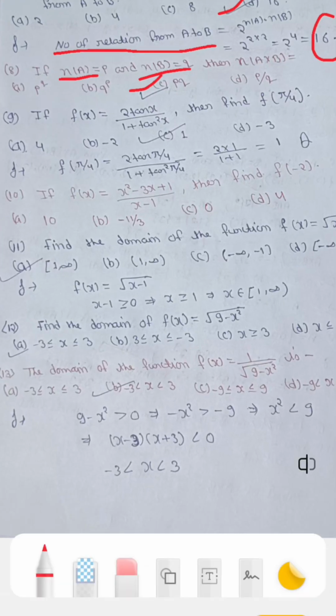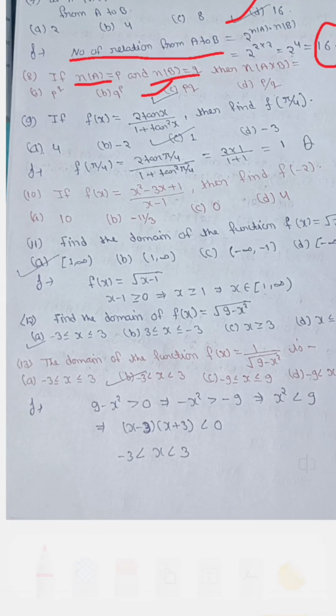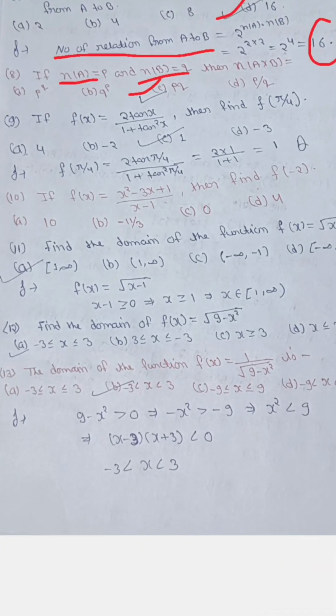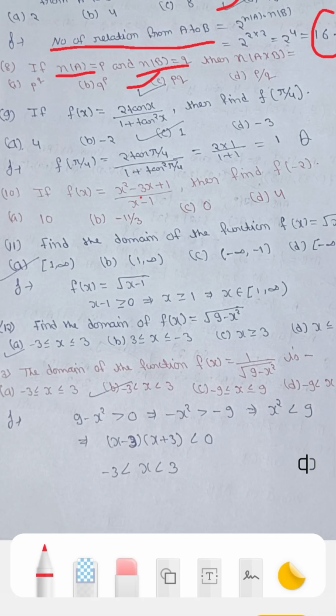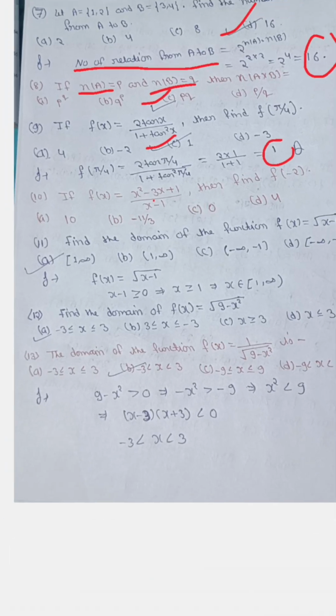If f(x) equal to 2 tan x by 1 plus tan square x, then f(pi by 4)? So we put the value of x equal to pi by 4 and solve this question. f(pi by 4) equal to 2 tan pi by 4 by 1 plus tan square pi by 4. We know that tan pi by 4 equal to 1. So 2 into 1 equal to 2 and 1 plus 1 equal to 2. 2 cancels out. Now my answer is 1. So option C is the correct answer.